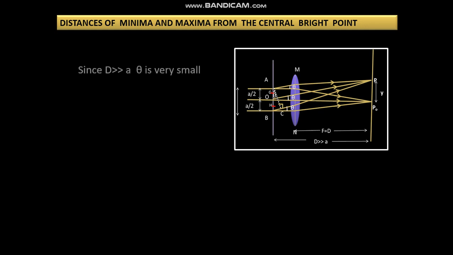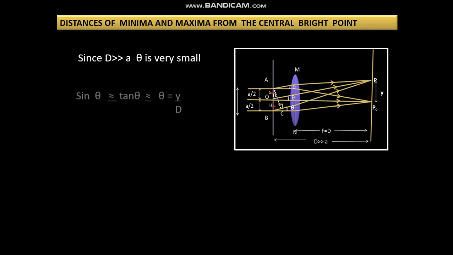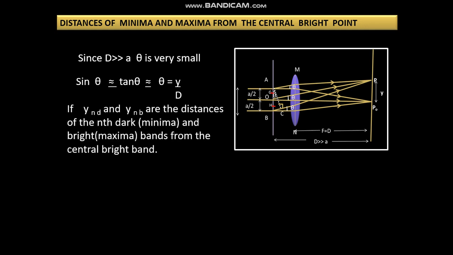Distances of minima and maxima from the central bright point. So from the central bright point, we know capital D is much greater than A. Theta is very small, so sin θ can be written as tan θ. Theta is y by D.